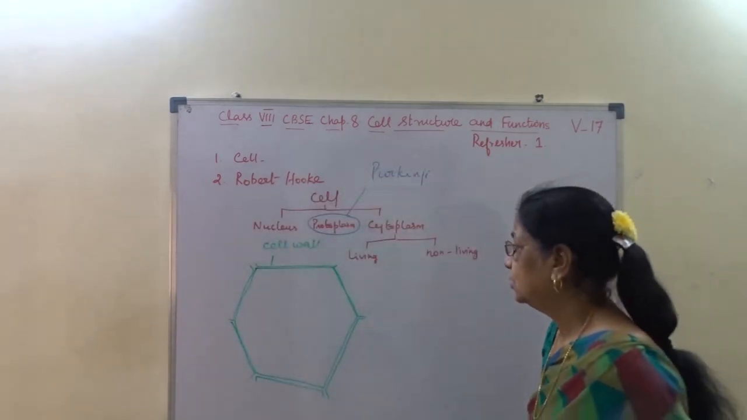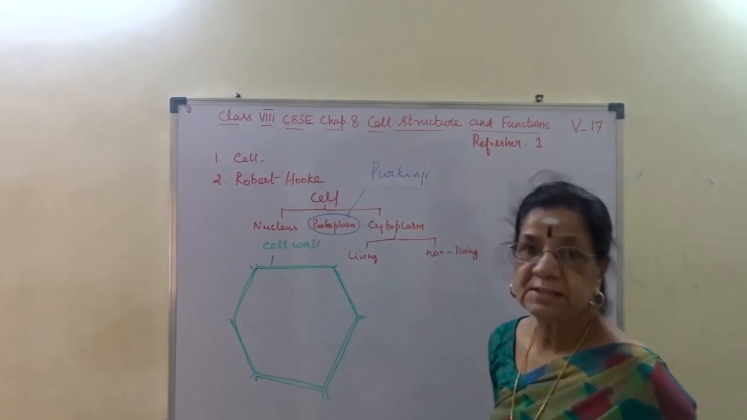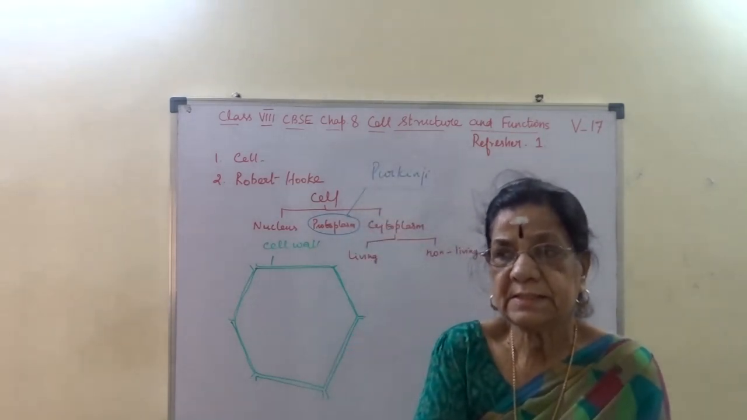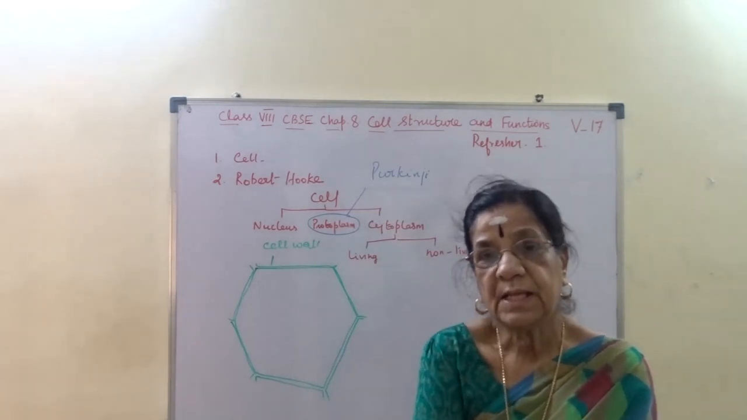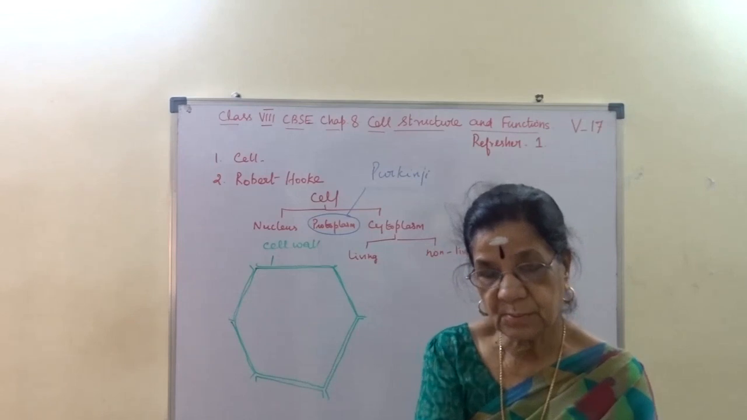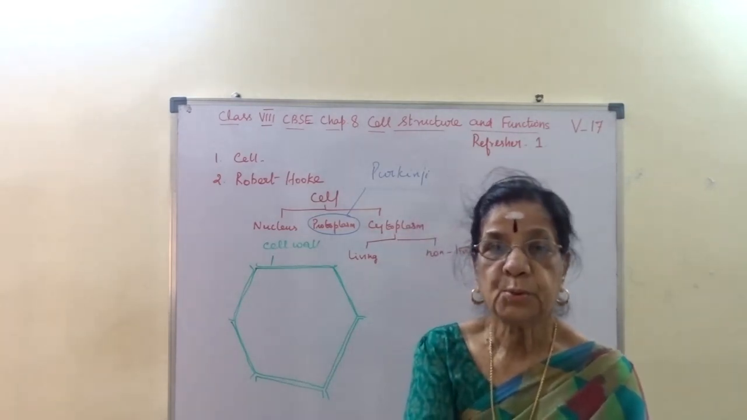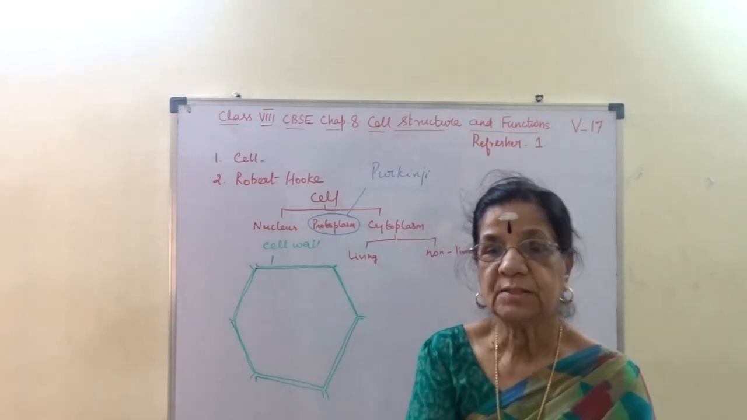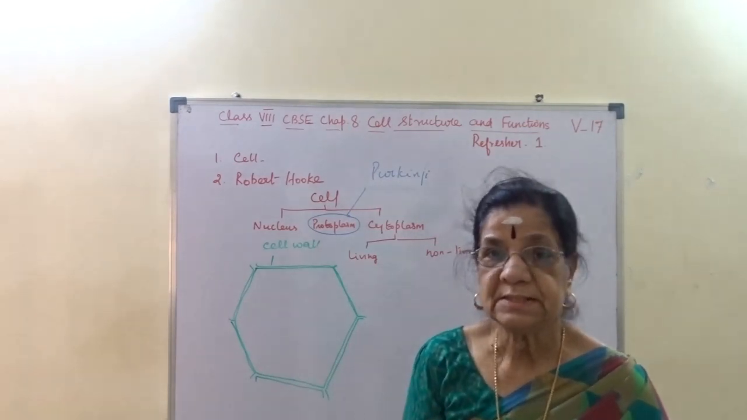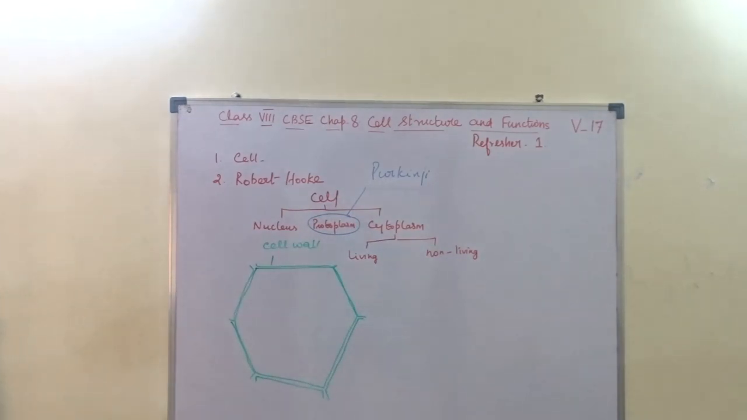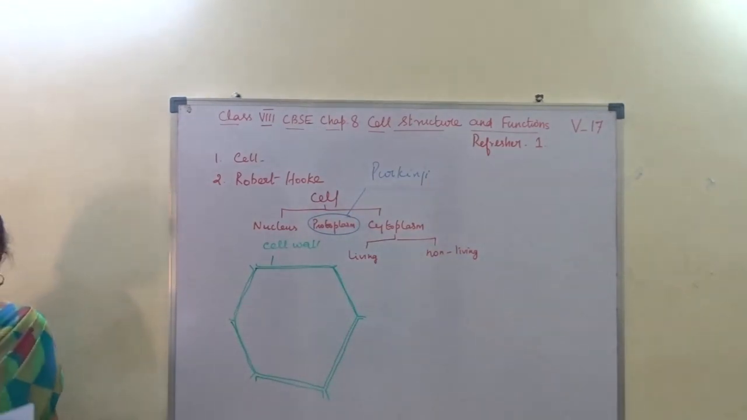Now this plant cell, there is a slight difference between plant cell and animal cell. Same way we will come across prokaryote and eukaryote. And we will study the cell structure and then go to the differences. Okay.